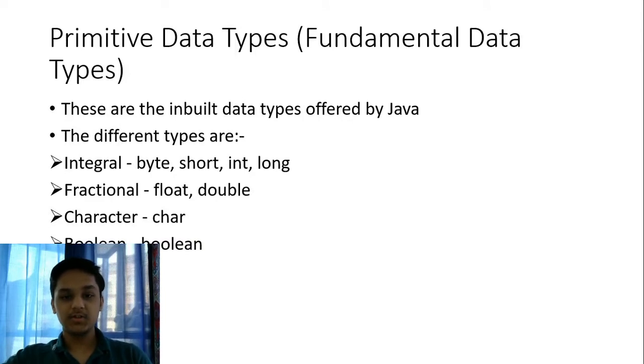Primitive data types, also known as fundamental data types, are the inbuilt data types offered by Java. These include integral, fractional, character, and boolean. Each of these types has various types. Like integral has byte, short, int, and long. Fractional has float and double. Character has char. Boolean has boolean. So we need to learn all of these different types of primitive data types, and these are the data types which we'll be using in our program.